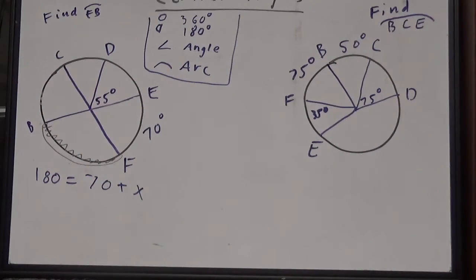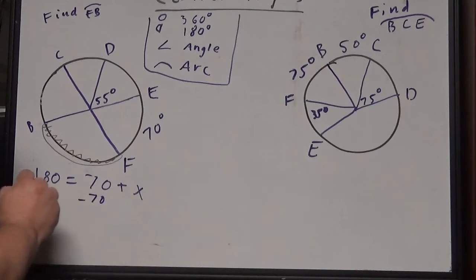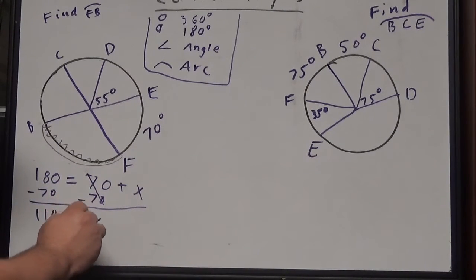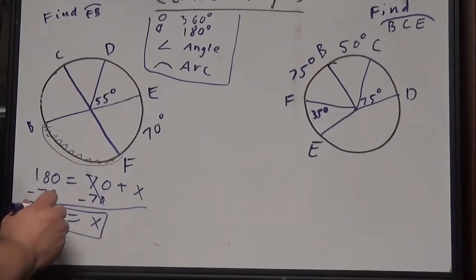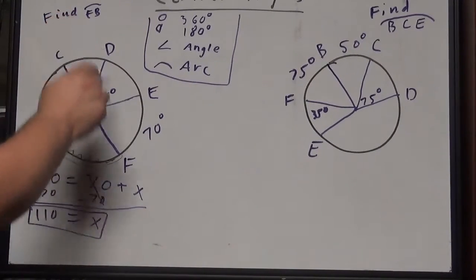70 plus x equals 180. Now we solve it. It's a one-step equation. Minus 70 on both sides, and you get 110. So x equals 110. Hopefully all that is showing up on my video. I'll see that in a few minutes when I watch it back. But anyway, x equals 110. That's our answer, 110 degrees. So I'm going to say this FB is 110.